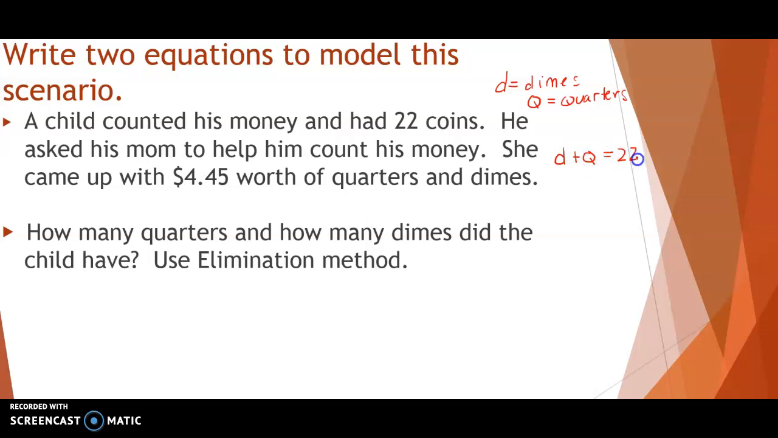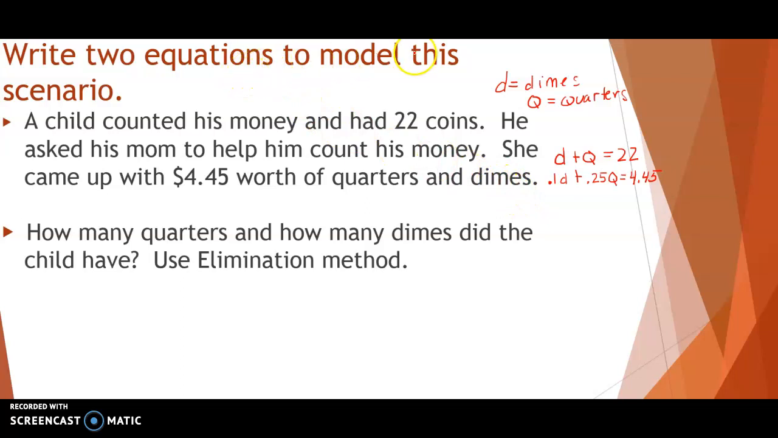and came up with the total amount being 22. And then the mom came in, and when she counted the money, she was counting the value of the money. So when she counted a dime, she counted it as 10 cents, so 0.1. And when she counted a quarter, she counted it as 25 cents, so 0.25 for each quarter. And so she came up with $4.45 as the value.